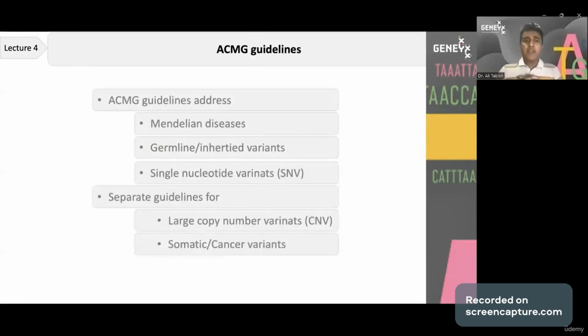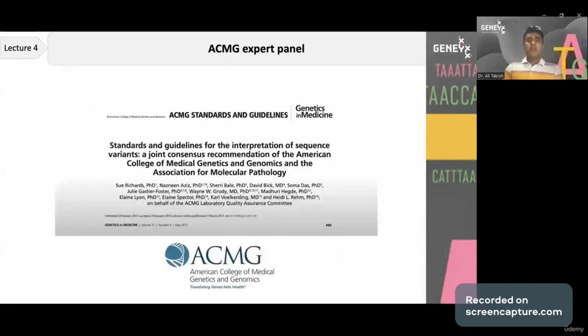Okay, ACMG guidelines address mainly Mendelian diseases, the germline inherited variants, and these are single nucleotide variants, SNVs. And there are separate guidelines for large copy number variants, somatic variants, and cancer variants. So ACMG has separate guidelines for SNVs and separate guidelines for CNVs.